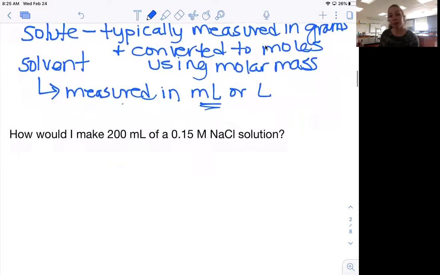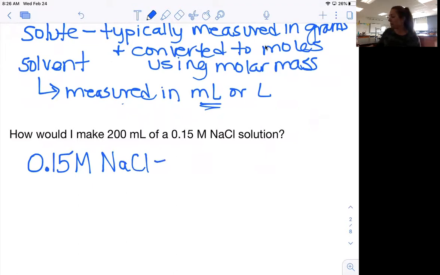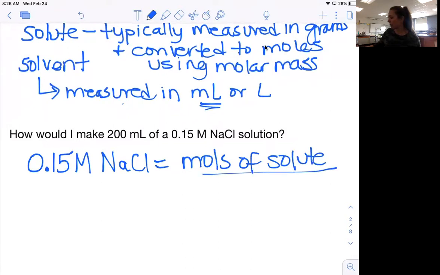You always begin with the concentration of your solution in mind. You usually know what concentration you want. So what's going to happen here is I want to make a 0.15 molar NaCl solution, and that is equal to moles of solute divided by liters of solution. I'm going to go slow here and walk you through this. You can abbreviate solution as SOL'N.